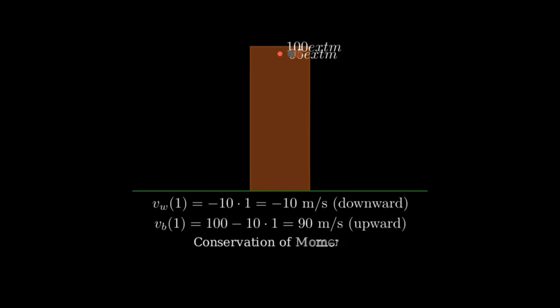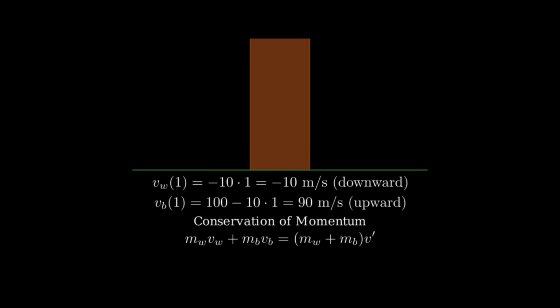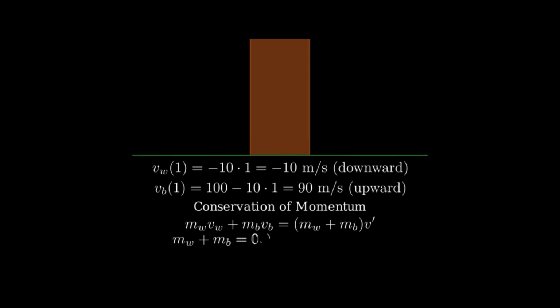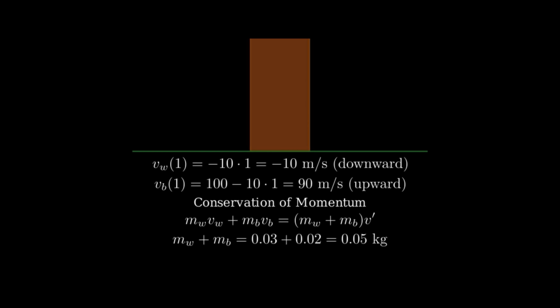Now, since the bullet gets embedded in the wood, this is a perfectly inelastic collision. So we need to use conservation of momentum to find the velocity of the combined system immediately after the collision. By conservation of momentum, the total momentum before the collision equals the total momentum after the collision. So, the mass of the wood times its velocity plus the mass of the bullet times its velocity equals the combined mass times the new velocity v prime. The combined mass is the sum of the two masses, which is 0.03 plus 0.02, giving us 0.05 kilograms.